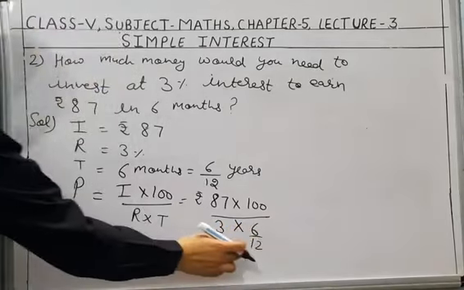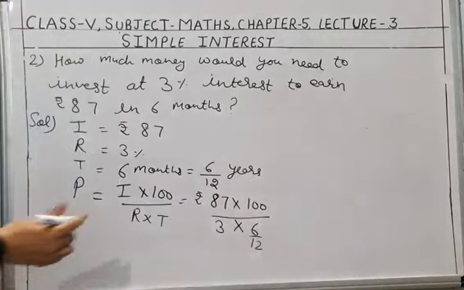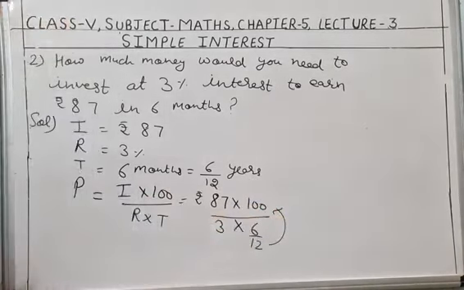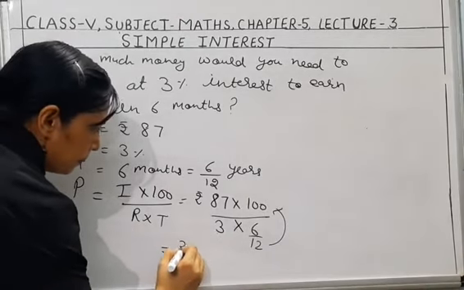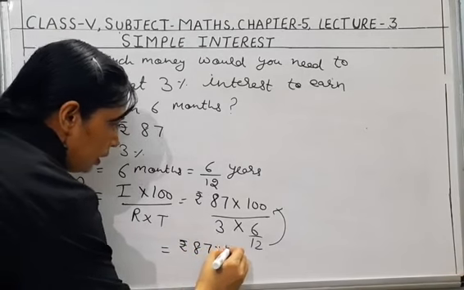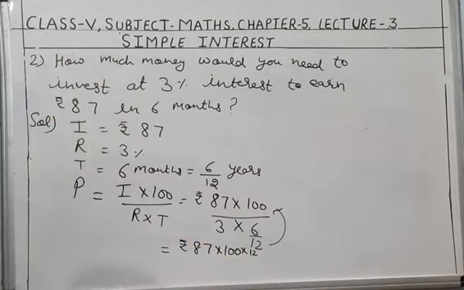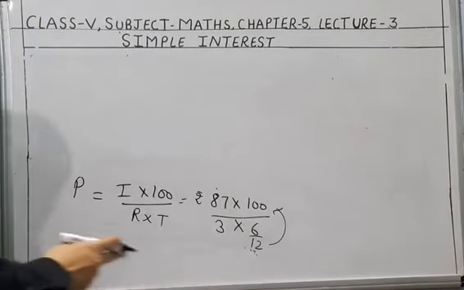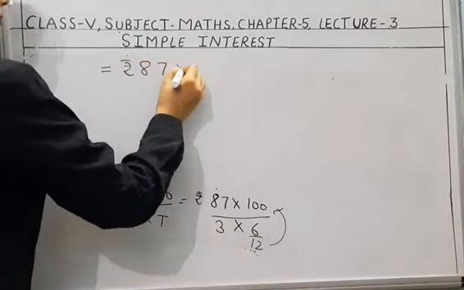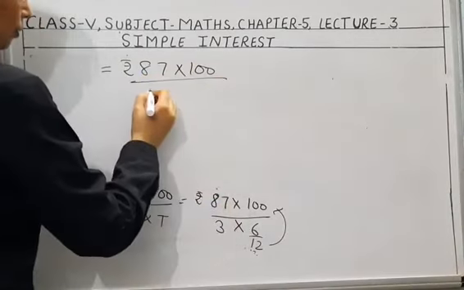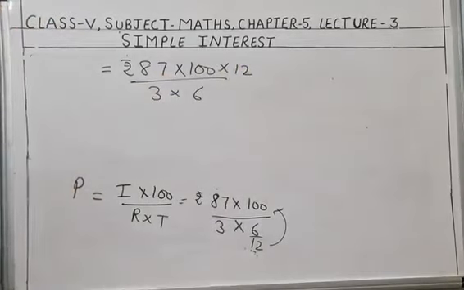Now see, this 12 is denominator, which will move upward here with numerator term. So our number will become 87 into 100 into 12. I am going to take this above. The next step I am writing here. Principal will become rupees 87 multiply 100 upon 3 into 6 upon 12. 12 will become numerator. Right?